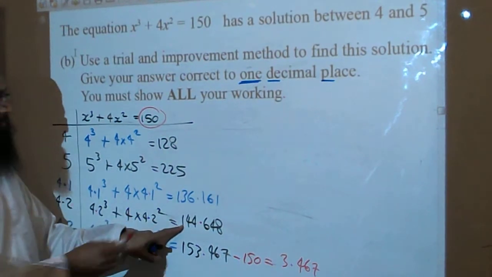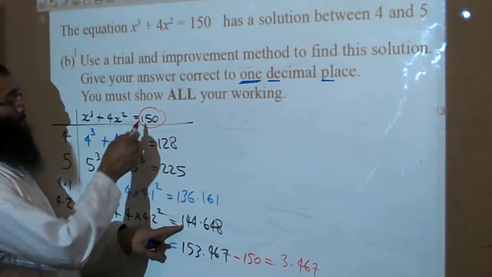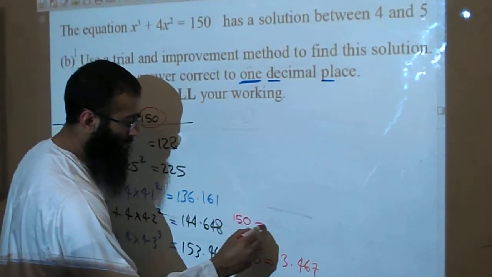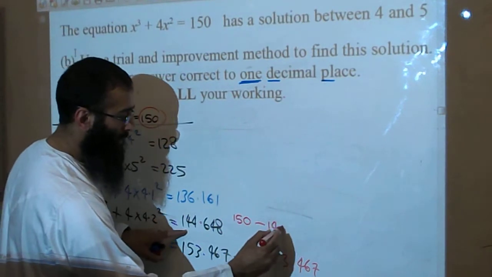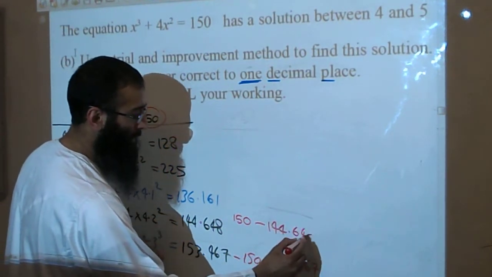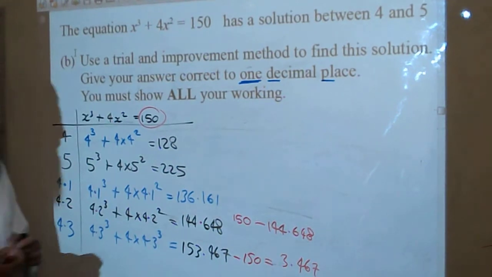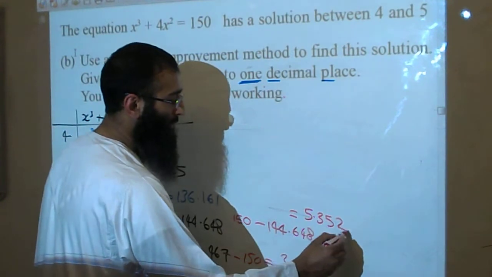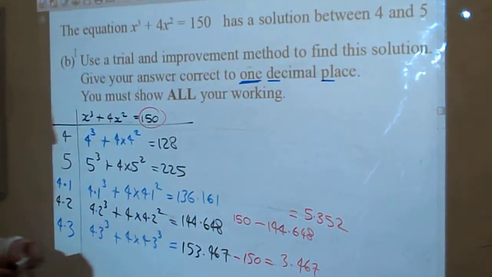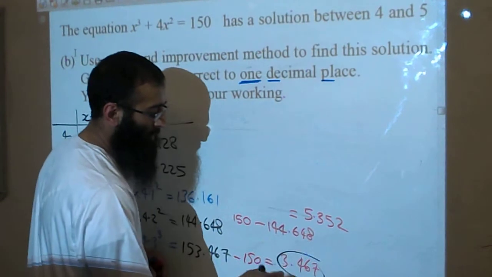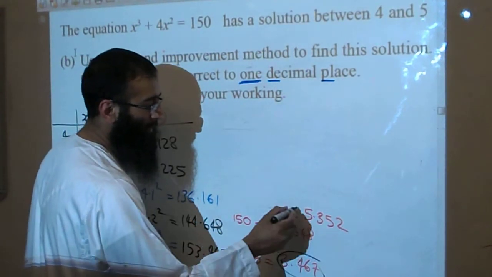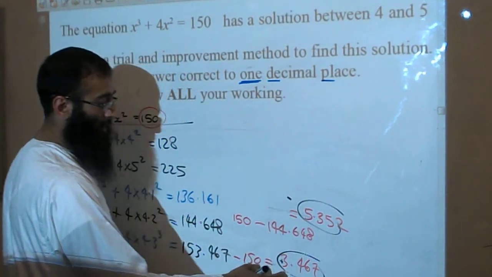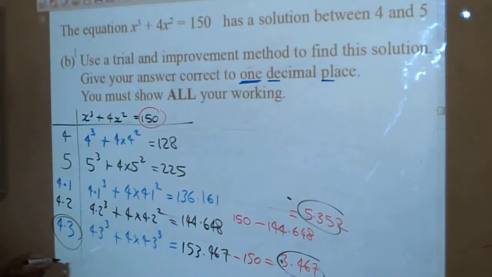Let's try this one here. So we need to take this number from 150. So 150 minus 144.648. Okay, can somebody work that out for me, please? 5.352. Now, as we can see here, this is how much it is extra. This is how much this number is below. Okay, so this is the closest one. So we say comfortably 4.3 is the solution.